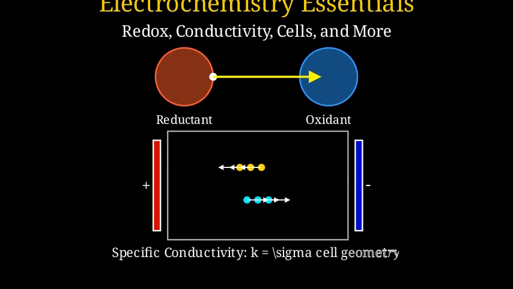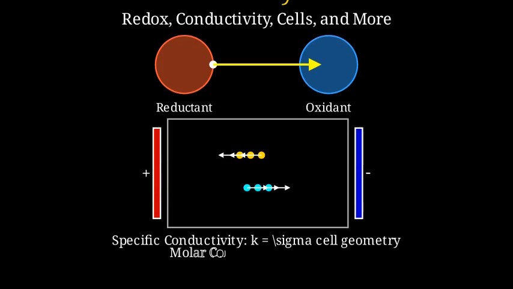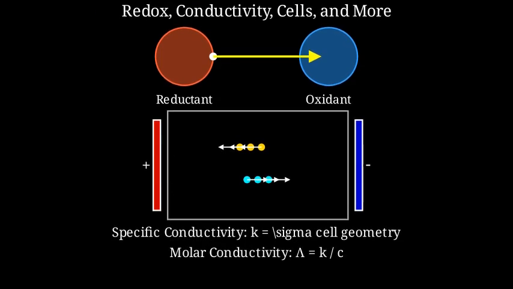Conductivity depends on how much solution you have. Specific conductance uses the actual cell dimensions. Molar conductance adjusts for the amount of substance, so we divide by concentration to see intrinsic ease of flow.